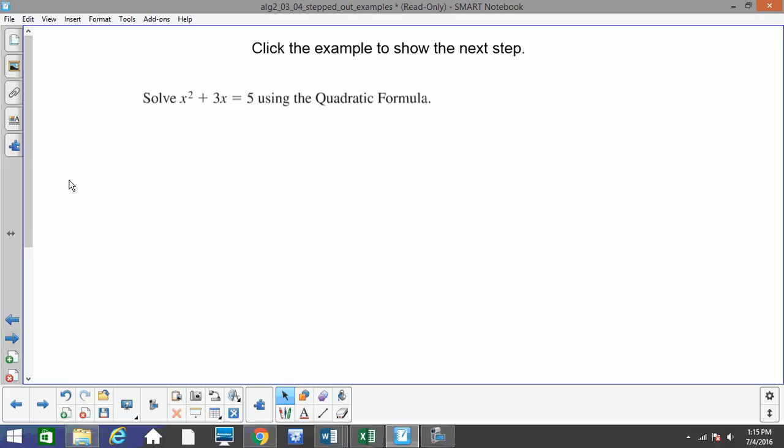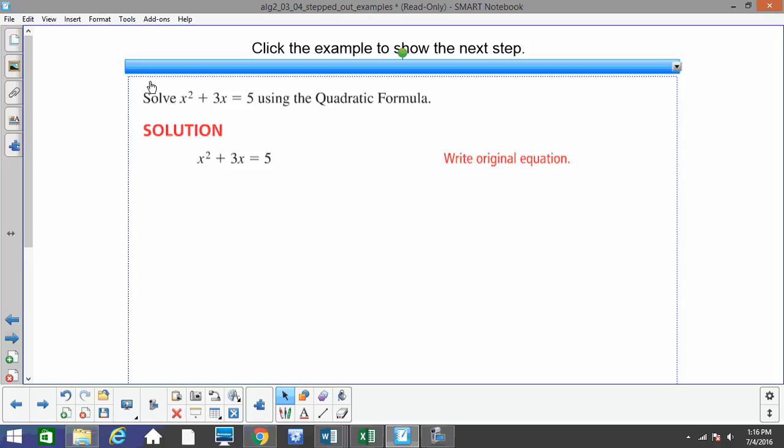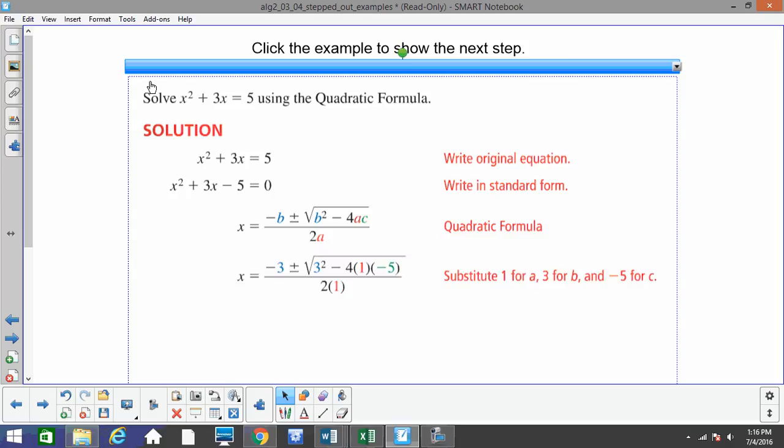So let's go ahead and do one. When you are solving a quadratic formula, it always needs to be set equal to 0. So start by subtracting 5. It's always a good idea to write down that quadratic formula. As you're doing the assignment, I would probably have it written in the corner of my paper. Plug in 1 for a, b is 3, c is -5. Simplify.